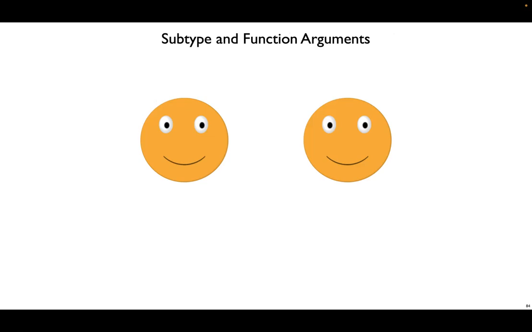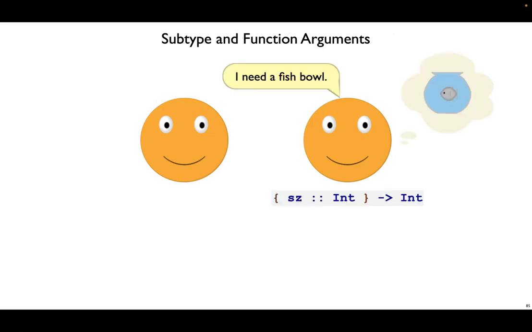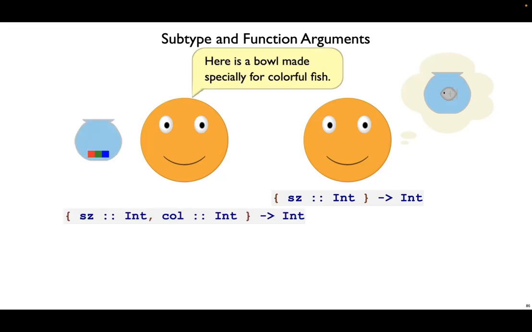Bob now has his fish, and he realizes that he needs a fish bowl. A fish bowl takes in a fish and then returns an int. Alice has a bowl. It's a bowl that's especially made for colored fish. It takes in a color fish and then returns an int. Can Bob use this fish bowl? No, Bob cannot use this bowl.